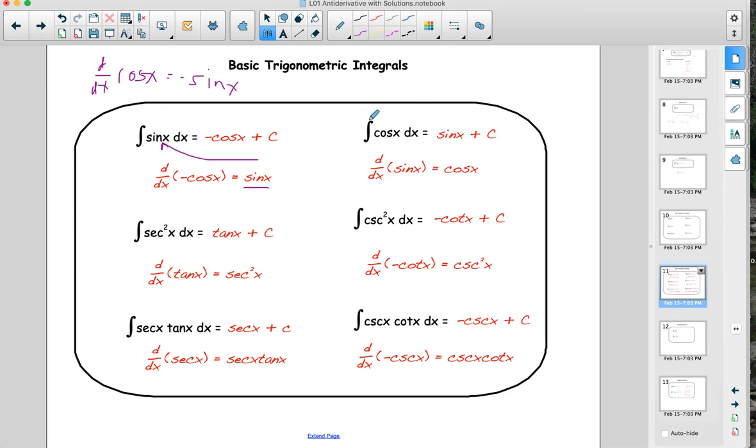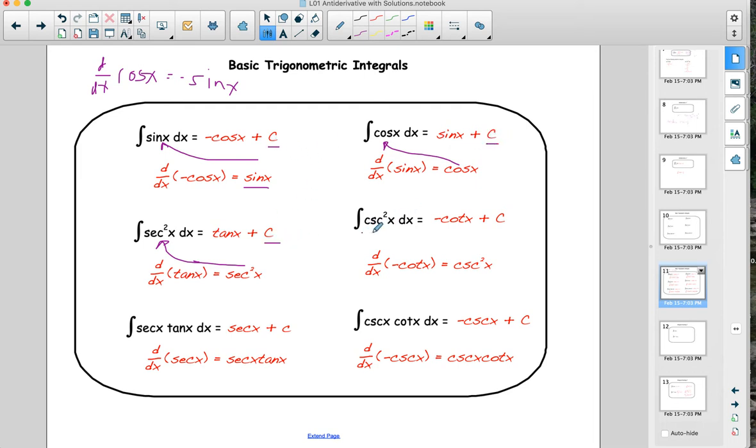This one, we don't have to worry about any sign issues. The antiderivative of cos is sine, because the derivative of sine is cos. So take the derivative, we end up getting the integrand back. In this case, the derivative of tangent is secant squared. So taking the derivative of tan, notice we get the integrand back. And notice in each of these cases, we are going to have to add the constant.